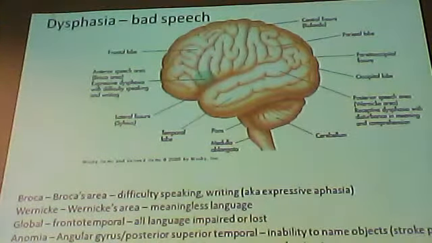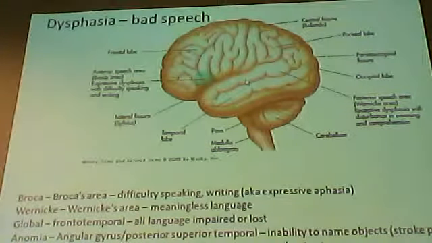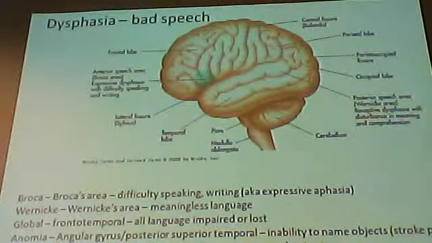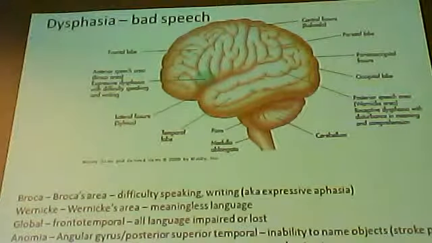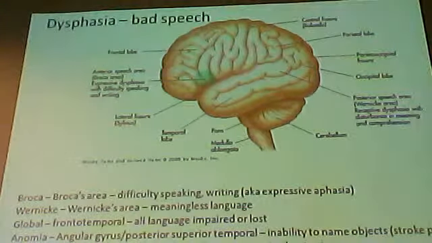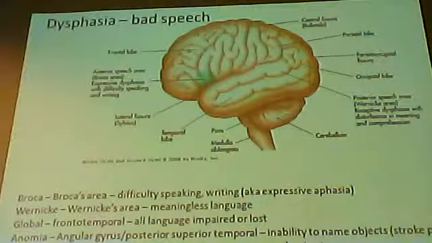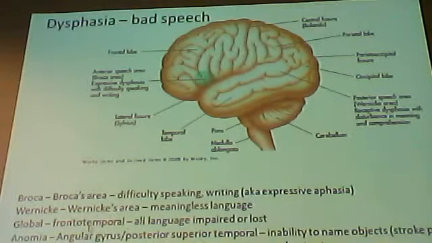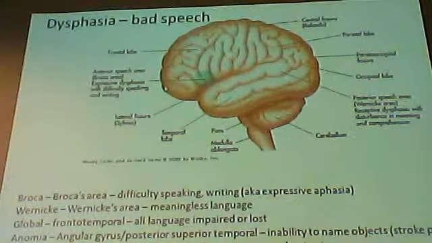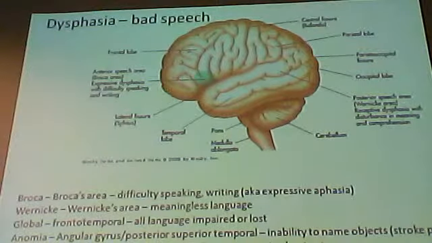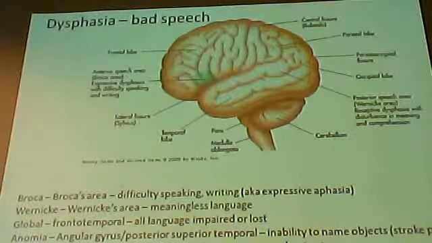Wernicke's area, on the other hand, is more for the actual content of language. If you have a problem with Wernicke's area, instead of being able to say cat, you might say dog or chair or hat or flag or something like that. Global frontotemporal, that's in the very front of the brain, and so that part, you could have impaired language.